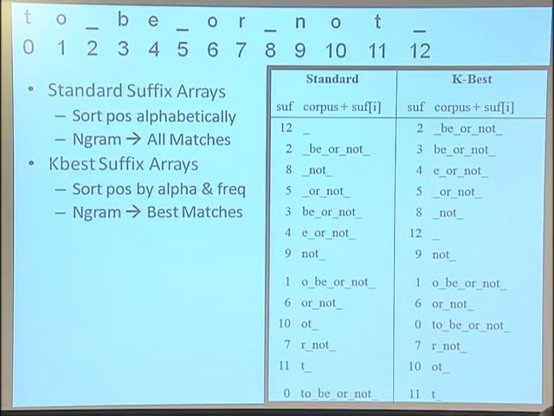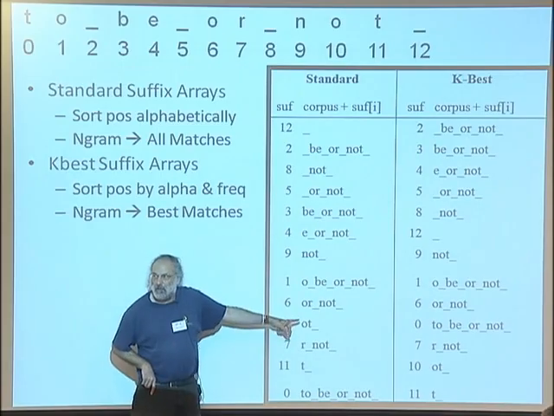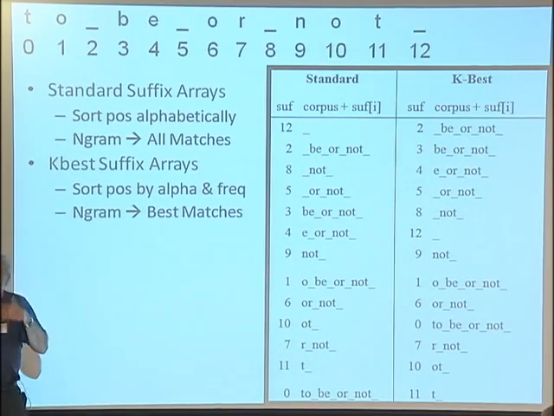Now, the way you can do k-best is an interesting little variation on the standard suffix array. The standard suffix array is where I take a string, say the corpus "to be or not to be", label it with those positions, and then a standard suffix array just sorts the positions by alphabetical order, as in here. You can do many of the queries that we described, but it's not good for k-best. It finds all matches, but not the best ones. And finding the best ones is actually harder than finding all of them.